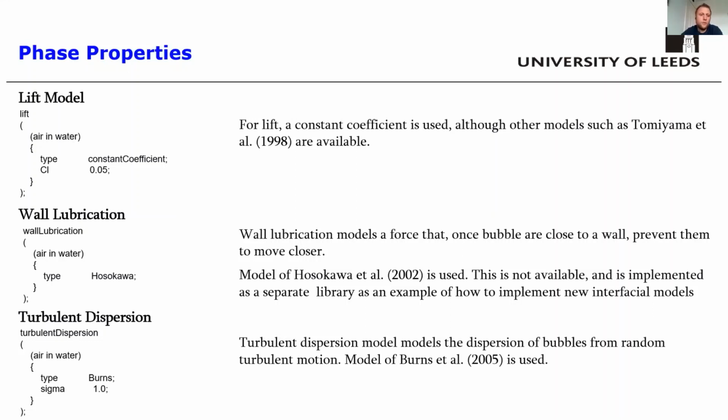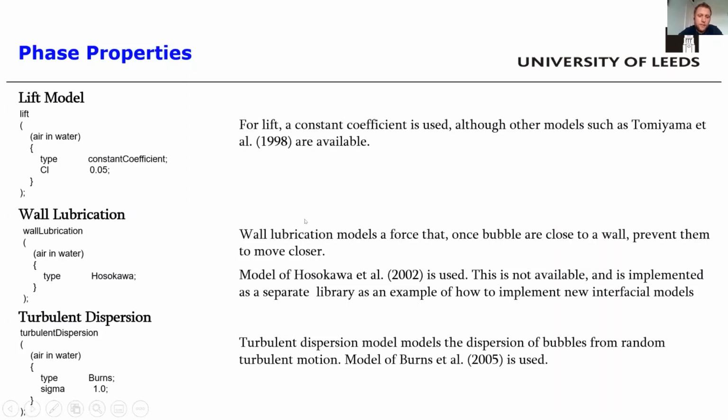the Tomiyama model. We use wall lubrication, which is another force that, okay, for these bubbles, lift will push the bubbles towards the wall, and the wall lubrication is a force that acts in the very near wall region, and prevents the bubble from moving further towards the wall.